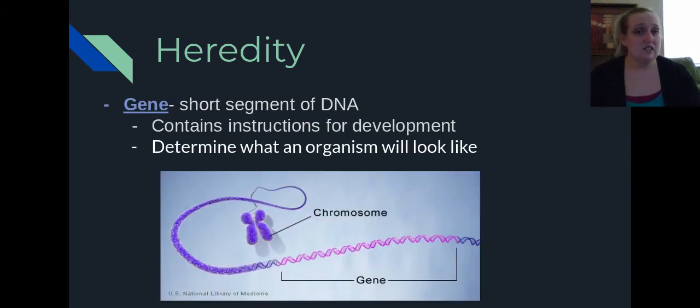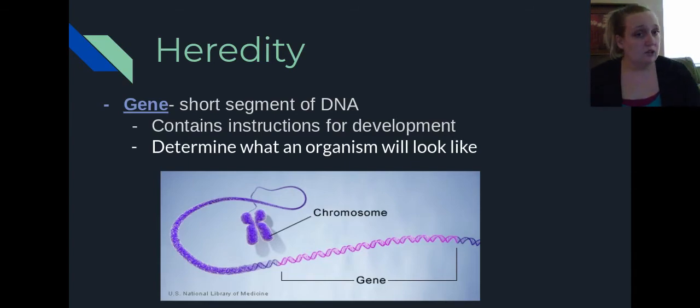DNA is made up of segments of genes. A gene is a short segment of DNA. Genes are going to hold information to determine different parts or physical features of your body. Genes are going to contain instructions for development and determine what you'll look like.